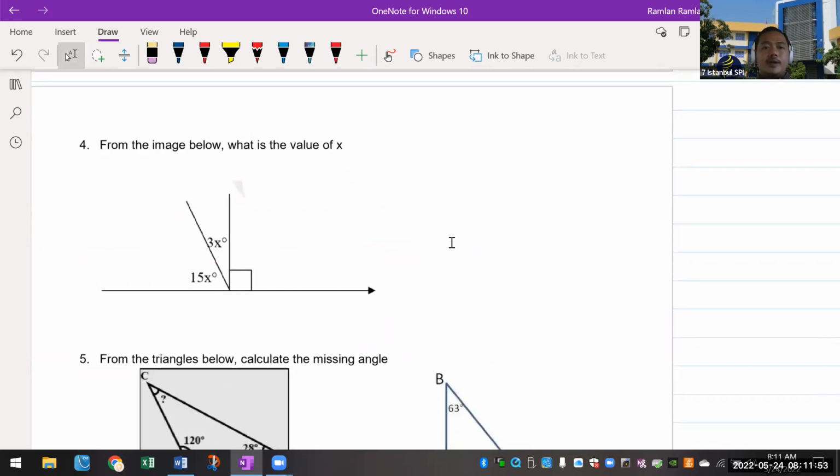From the image below, what is the value of x? So assume, right? I haven't written down anything. So assume that this is AOB again, guys. AOB. So AOB is a straight line. Okay, let's say this is a straight line.